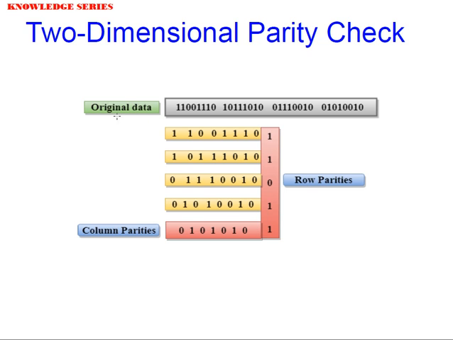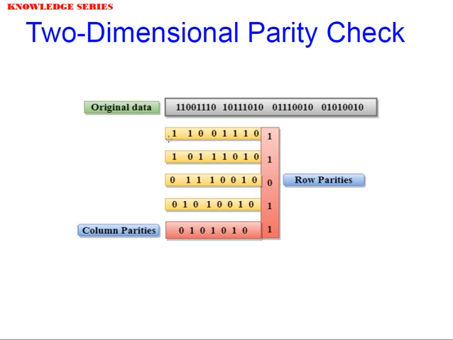Now if you try to see here, this is the original data block. A data block means a stream of bits, divided into 8 bits as one block. So this is 1, 2, 3, 4. There are 4 blocks you can see. This is the input bit, and each individual block is placed here, here, here, and here.